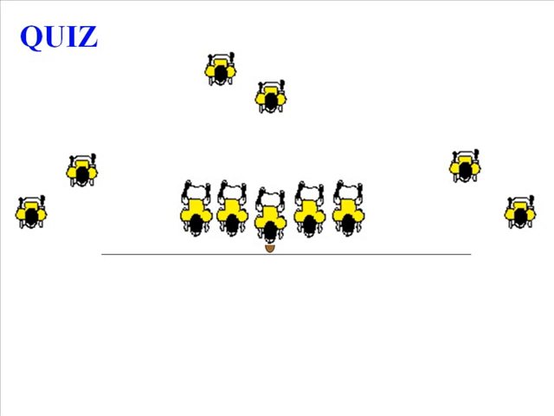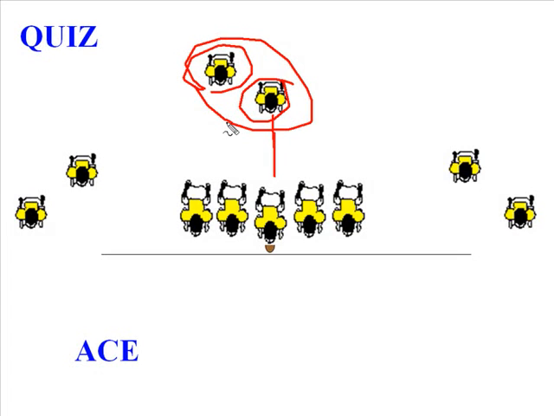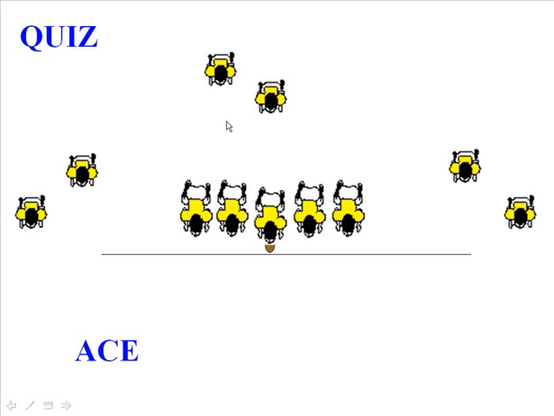How about this one? Now be careful. All right, we have the quarterback plus how many? 1. That's an ace set. Now don't be confused because there's 2 guys back here. This is a shotgun snap. He's the quarterback. There's 1 more. This is definitely an ace set.